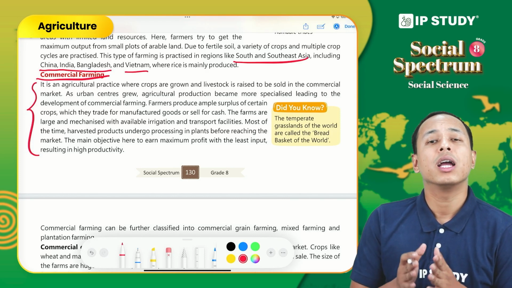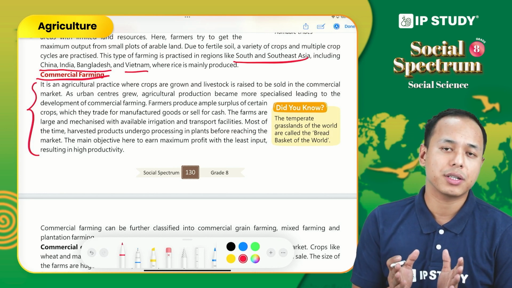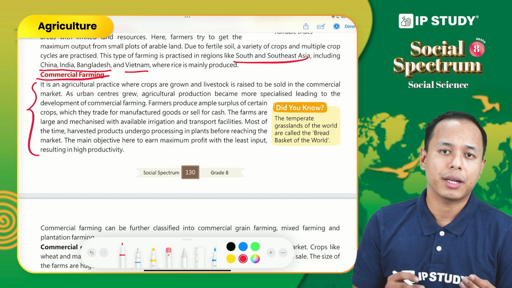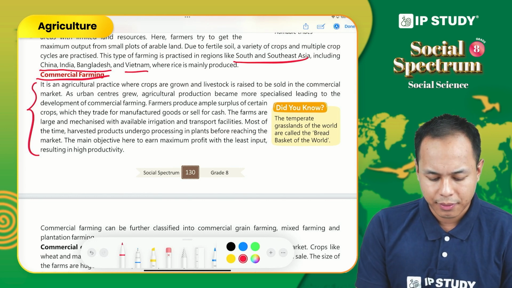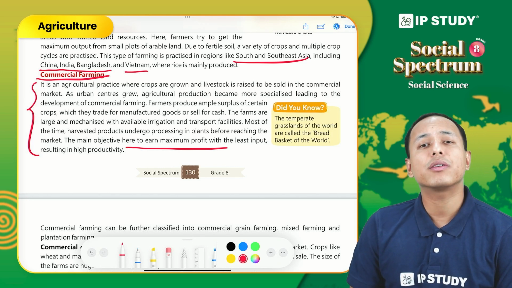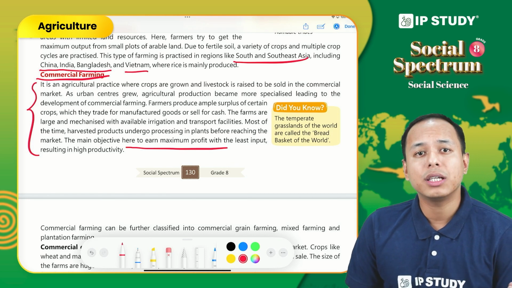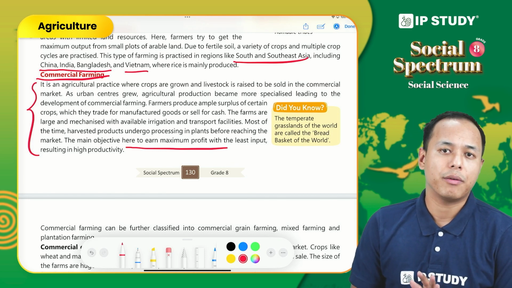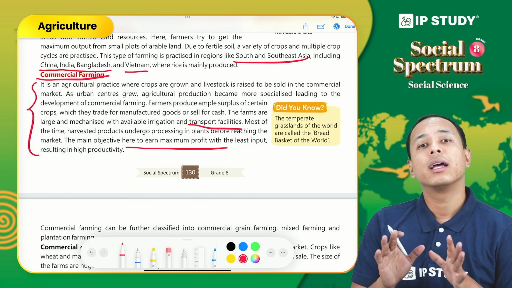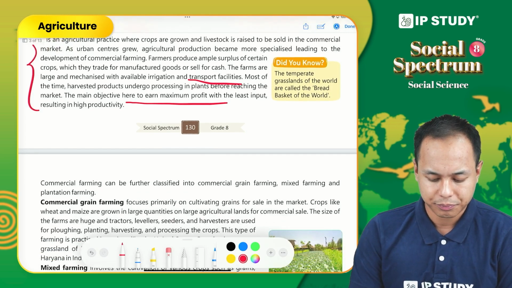Okay, in commercial farming, a huge amount of crop is produced, or we can say a huge agriculture production is there, leading to huge surplus, and this surplus crop is sold in the market. The main objective of commercial farming is to earn maximum profit, and commercial farming is highly mechanized. We see high technology inputs also in commercial farming, like machineries, irrigation, fertilizers, transport facilities. So this is commercial farming with the sole motive of maximizing profit.